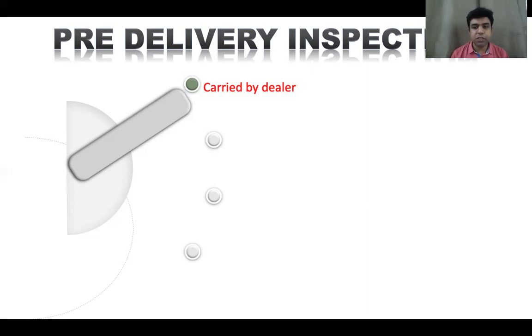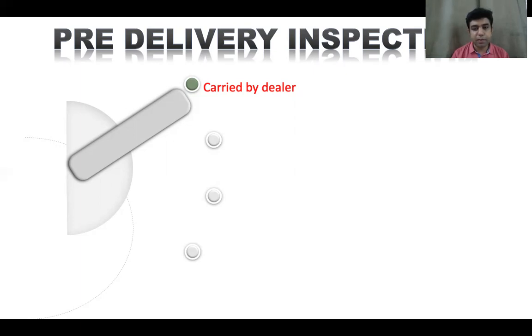Pre-delivery inspection is normally performed by the dealer. The car dealer performs this kind of pre-delivery inspection before handing over that particular car to the customer. It is the requirement, or the duty, of the dealer to carry out this pre-delivery inspection. They have to issue this pre-delivery certificate.